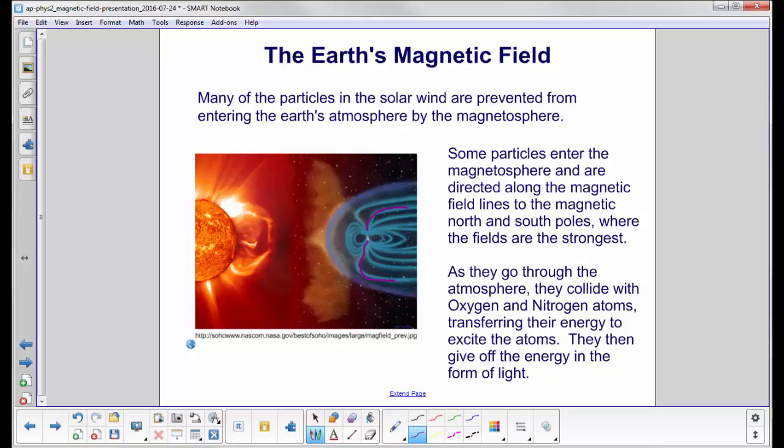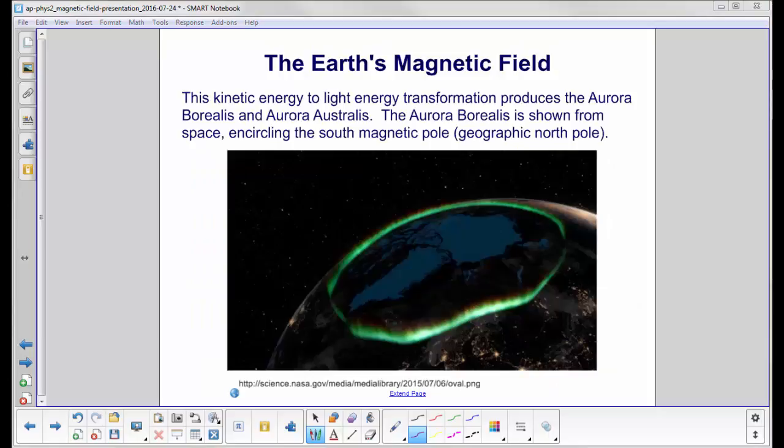As these particles go through the atmosphere, they'll collide with the oxygen and nitrogen atoms in the atmosphere. They'll excite those atoms, they'll give them a lot of energy. Those atoms will then give the energy back when they go back to their rest state, and that energy will be given off in the form of light. The kinetic energy of all these particles, that energy transforms into light energy, and that's what gives us the aurora borealis and the aurora australis.